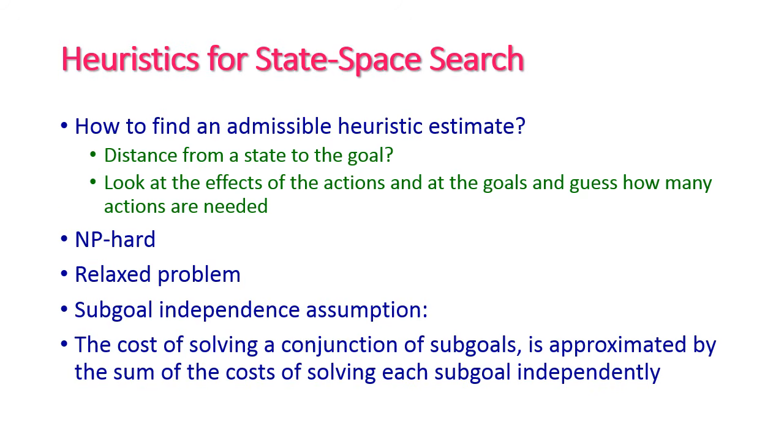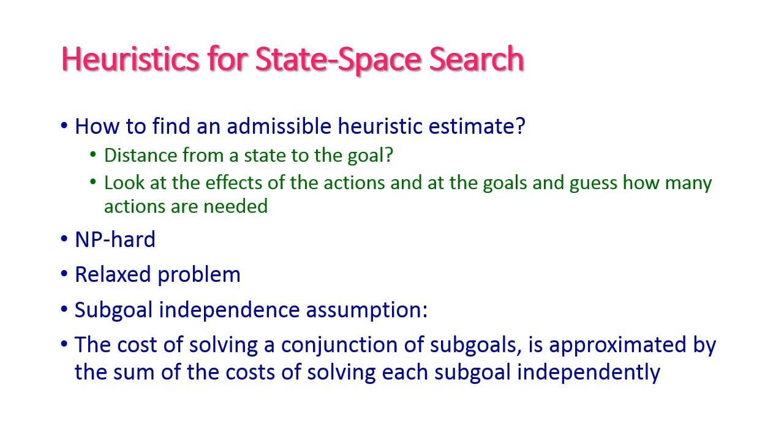Next, we are going to see the heuristic of state space search. Heuristic is nothing but the estimated cost from the initial state to the goal state. How are we going to find the admissible heuristic estimate? First, we need to find the distance between the start state and the goal state. Here the distance is nothing but the number of actions and the cost of all the actions which will be executed from the start state to the goal state.